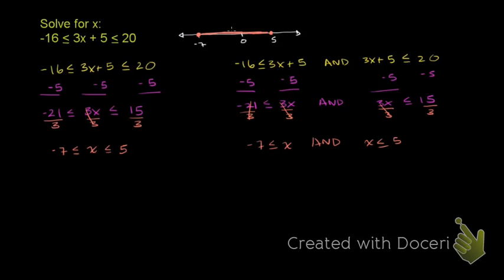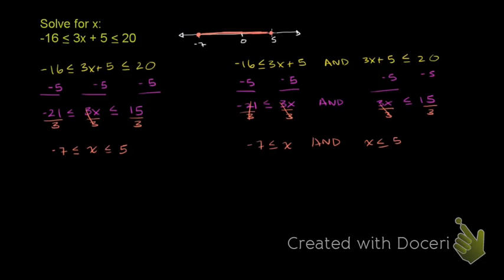And so we can verify that these work. You can try out a number that's well inside of our solution set, like 0. 3 times 0 is 0, so you're just left with 5 is greater than or equal to negative 16, which is true, and 5 is less than or equal to 20. Or negative 16 is less than or equal to 5, which is less than or equal to 20. So that works. That makes sense.